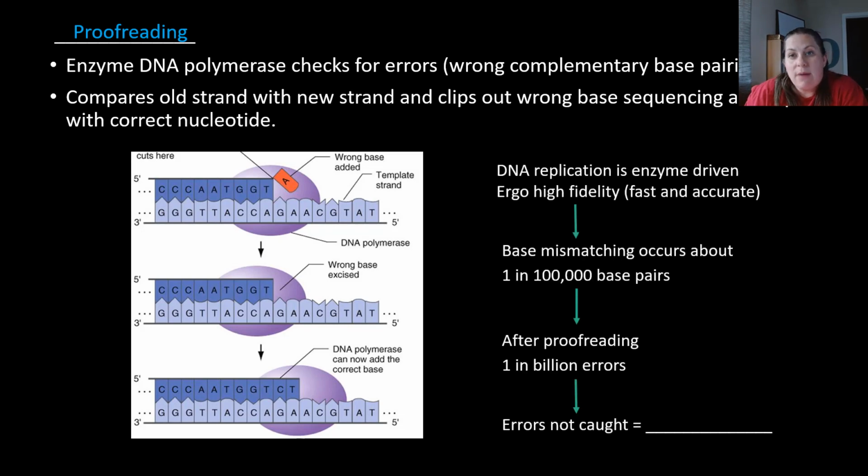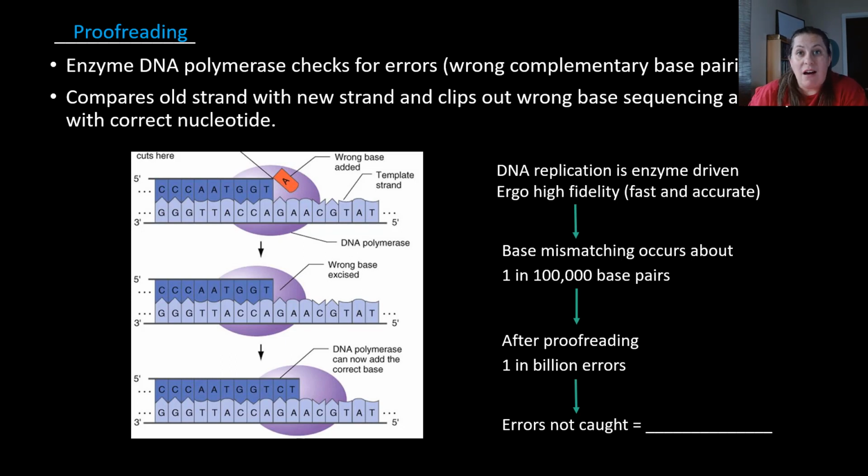So here, DNA replication is enzyme driven. Okay, so enzymes run this. Ergo, there's high fidelity, meaning it's very fast and it's very accurate. Base mismatching only occurs about 1 in every 100,000 base pairs. And after proofreading, it only happens in 1 in a billion. Okay, 1 in a billion.